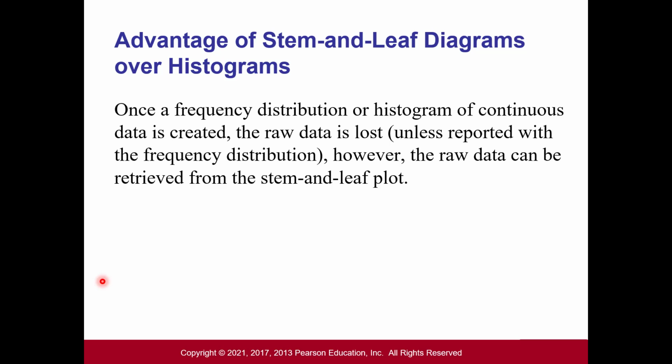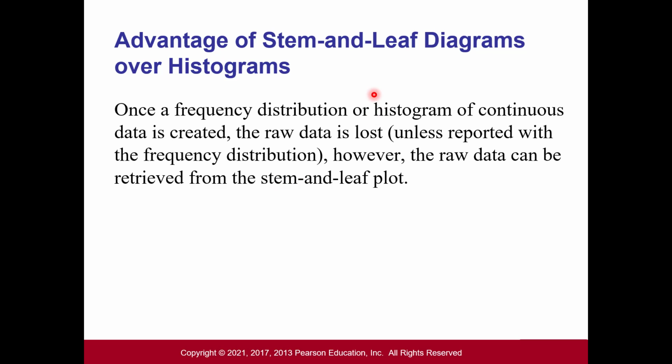And then within those leaves that we wrote within each stem, we're going to rearrange our leaves in ascending order. Okay, so an advantage of a stem and leaf diagram over histograms, which we've talked about before: once a frequency distribution or histogram of continuous data is created, the raw data is lost unless it's reported within the frequency distribution. However, the raw data can be retrieved from a stem and leaf plot. So basically, the advantage here is that you can go back and reference the raw data if you want to.